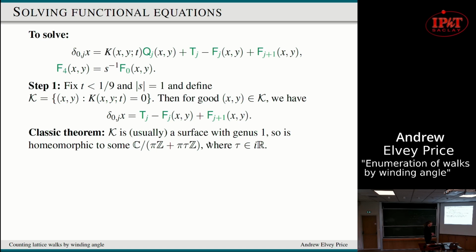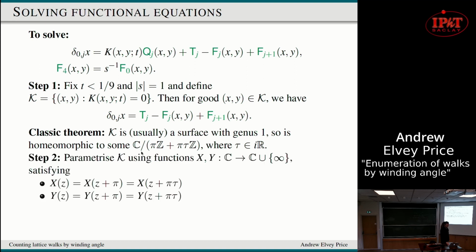And so the reason for that is that it's just the 0 set of essentially a quadratic equation. Because the kernel came from 1 minus t p of x y, and p of x y was the Laurent polynomial counting the steps. Okay, so that's where we get our surface of genus 1.